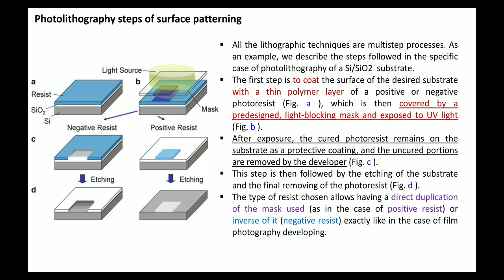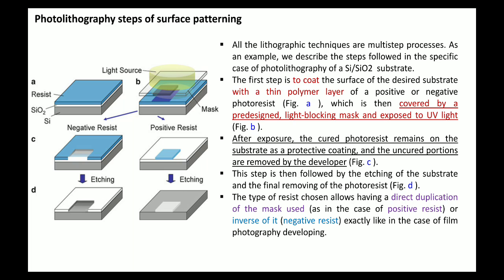In figure D, as you see, this step is then followed by the etching of the substrate and the final removing of the photoresist. So you can etch the substrate and remove the photoresist. The type of resist chosen allows a direct duplication of the mask used, as in the case of positive photoresist. If you want the exact pattern like the mask, then you have to use positive photoresist, and the inverse of it if you use negative photoresist, exactly like in the case of film photography development.